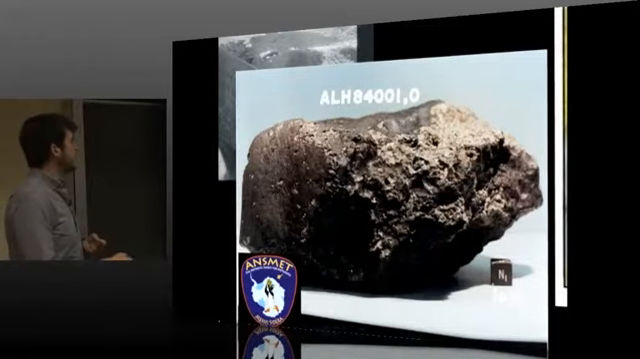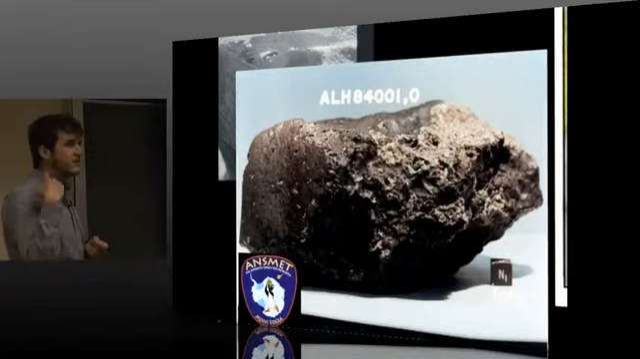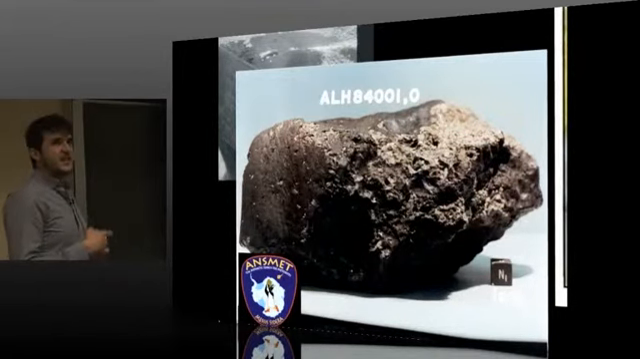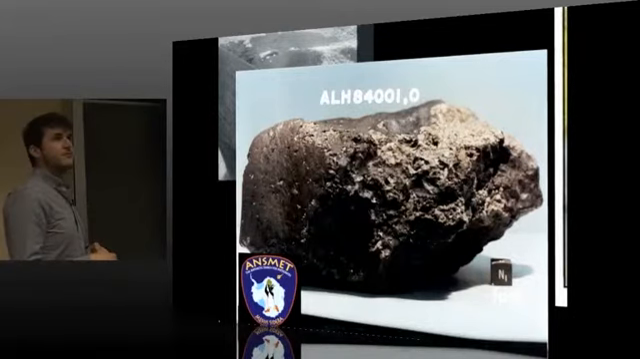Chris McKay. So he was Dave McKay. He believed until his death that he had found life on Mars in this meteorite.